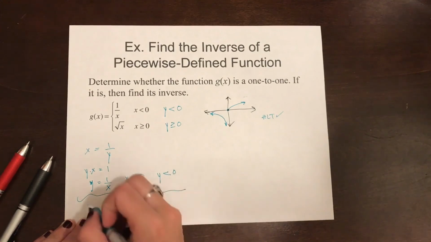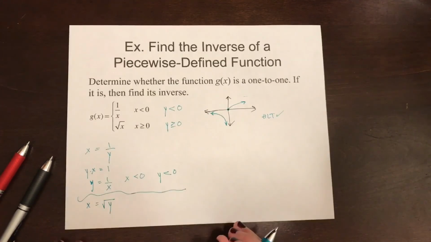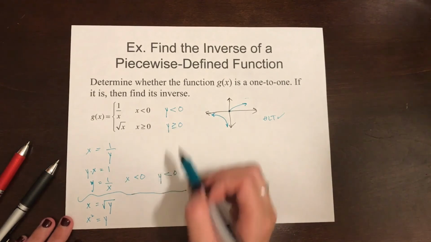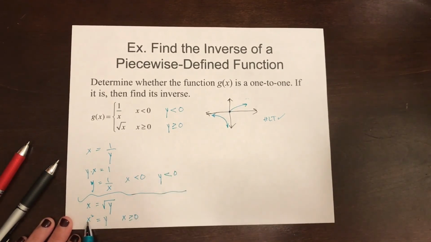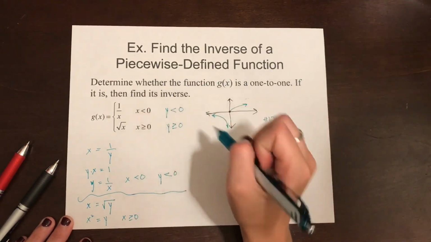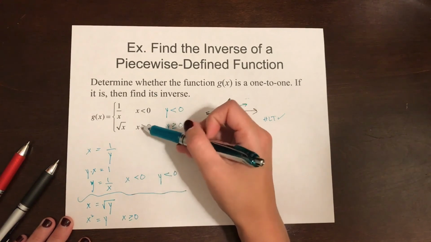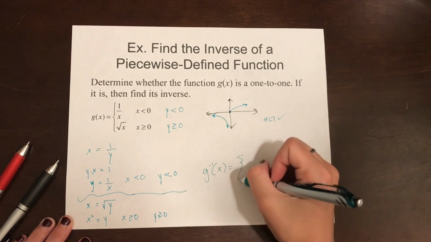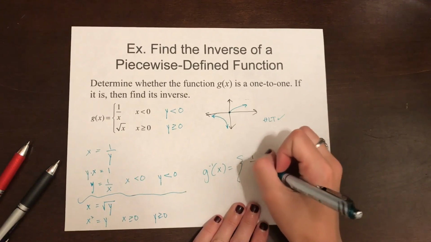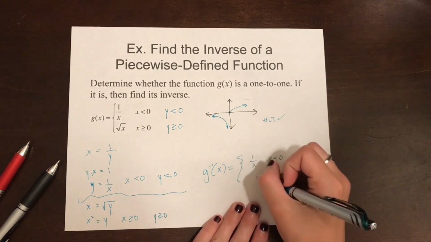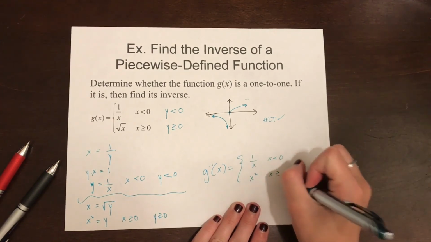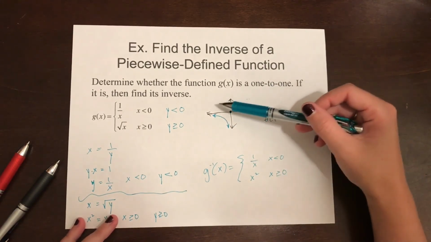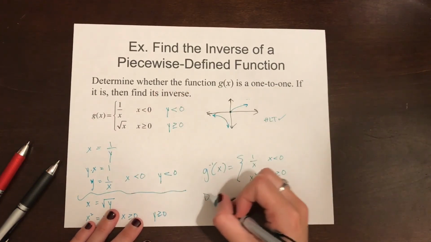For the second piece, I'm going to square both sides of the equation to isolate y. It's going to be for x greater than or equal to 0, super important, right? x squared for all real numbers is not a one-to-one function. And then for y greater than or equal to 0. So g inverse will be 1 over x for x less than 0 and x squared for x greater than or equal to 0. The domain and the range are all real numbers for g, so they will be for g inverse as well.